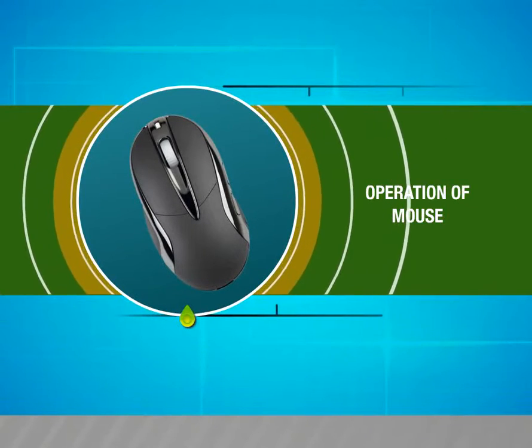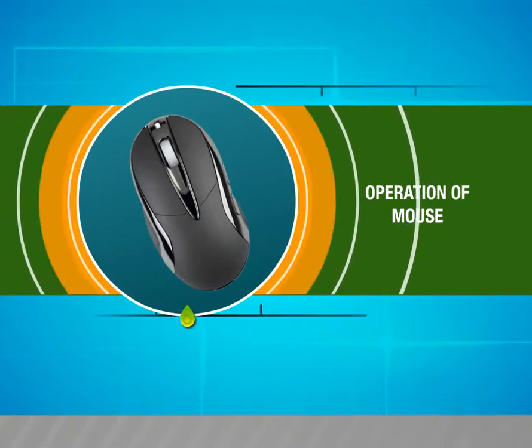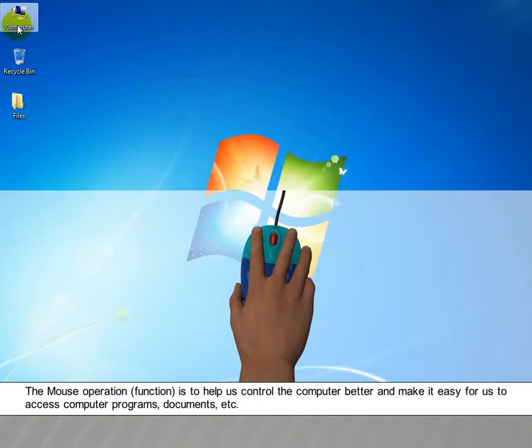Operation of mouse. In this video, we are going to see about operation of mouse. The mouse operation function is to help us control the computer better and make it easy for us to access computer programs, documents, etc.